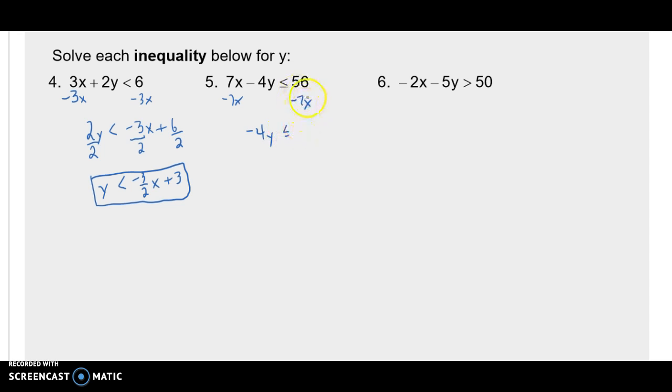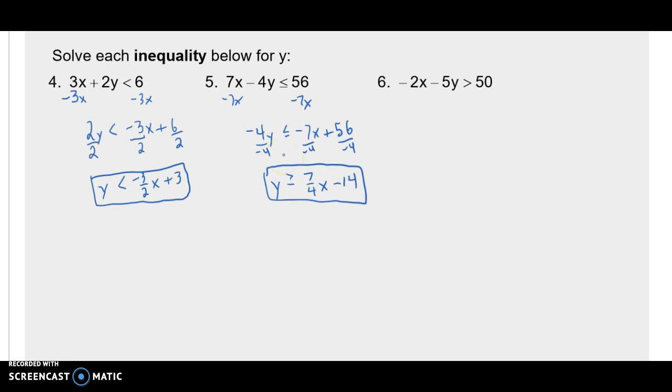And again, I'm going to put that x in front of the 56 to keep it in that modified slope-intercept form. And then because I've got a negative 4y, I'm trying to solve for y, so I'm going to divide by negative 4. So again, dividing by a negative number, that inequality's got to flip around. So instead of y less than or equal to, it's now greater than or equal to 7 over 4 x. And then 56 divided by negative 4 is negative 14.